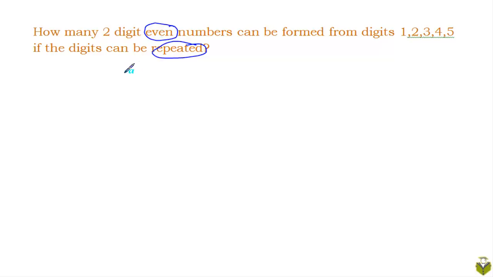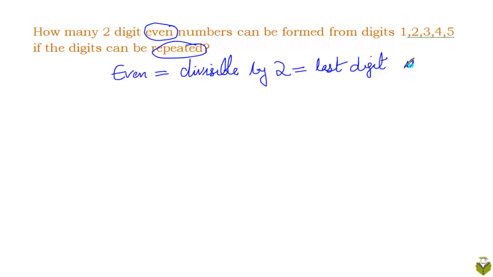So just look at the definition of an even number. An even number, like you recall, is a number which is divisible by 2, and that means that the last digit also is even. So last digit even means that you have 0, 2, 4, 6, and 8 as the last digit. So given this information, you should be able to solve this problem.